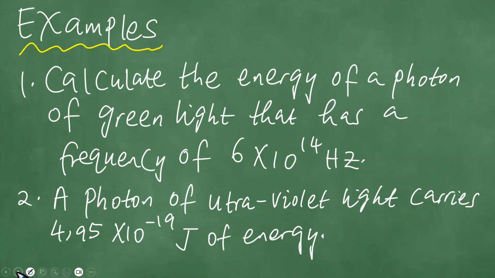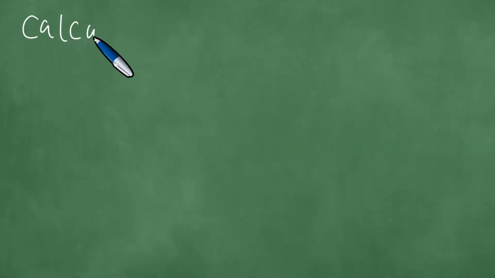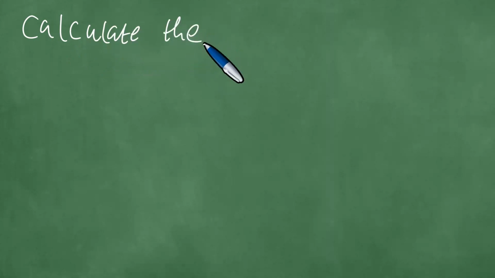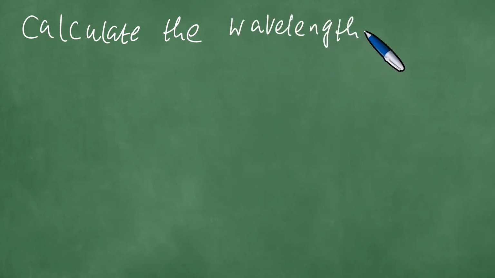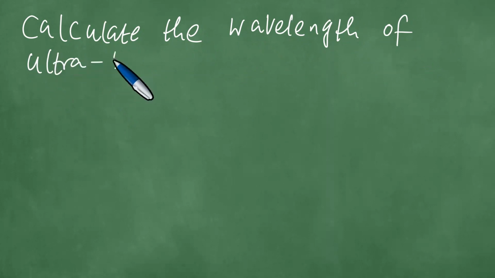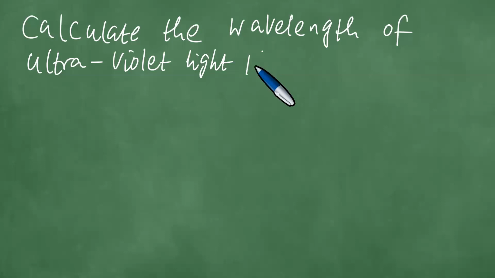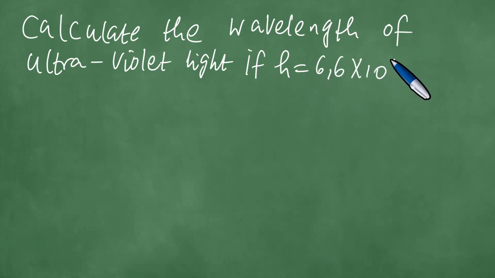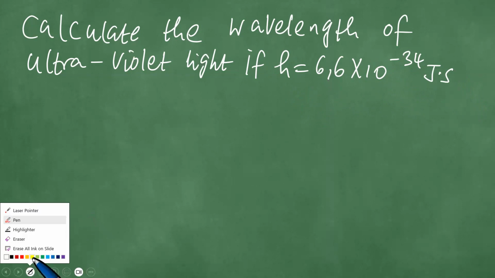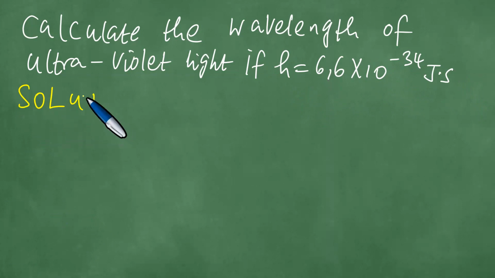Calculate the wavelength of ultraviolet light, if H is 6,6 times 10 to the minus 34 joules second. Let's look at the solution to this.